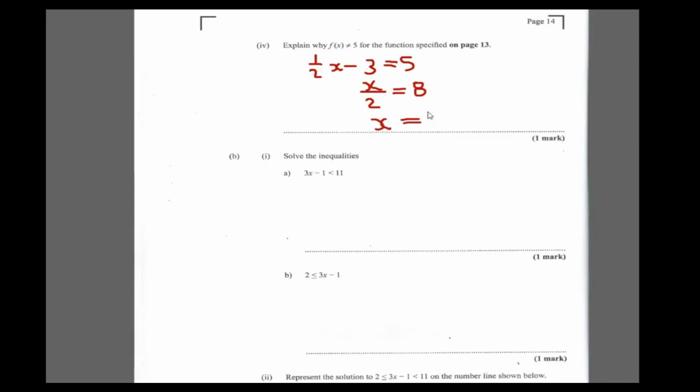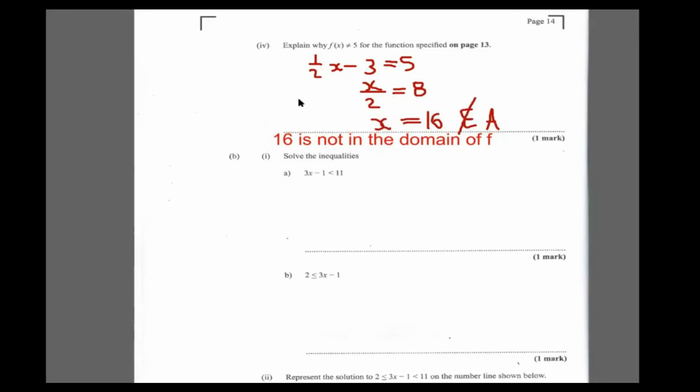But if x equals 16, 16 is not in the domain. 16 is not in set A. That's why it cannot be equal. f of x can't equal 5 because 16 is not in the domain of f. That's the reason. The domain of f is 1, 2, and 3. All right, nice and easy.